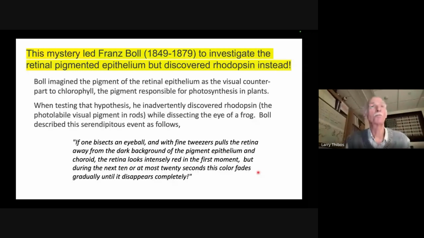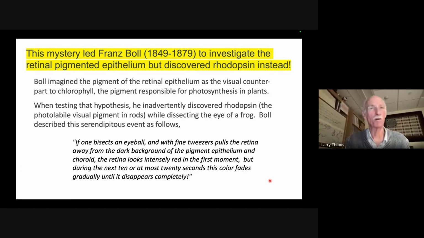So he imagined that the pigment of the retinal epithelium might be the visual counterpart to chlorophyll, which of course is the pigment responsible for photosynthesis in plants. Maybe that's where the visual pigment lies, in the epithelium. And when testing his hypothesis experimentally, he accidentally or inadvertently discovered rhodopsin, the photolabile visual pigment that exists in rods. And he did it while dissecting the eye of a frog.